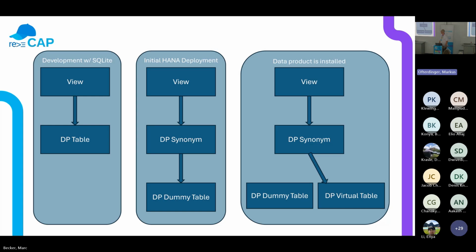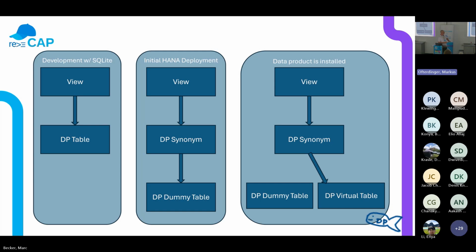And now, when the data product is installed, we are not sure when it will be installed and how it will be installed. It will be installed at some point. We take the synonym, we create a virtual table, and we point the synonym to the virtual table. So this virtual table is actually your data product then, the connection with the BDC. We are using a remote source behind the scenes, and the remote source can then point to the HANA Data Lake file system. So that's how the technology behind it works.